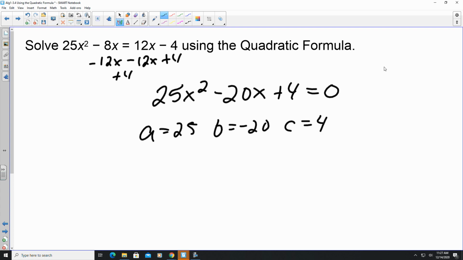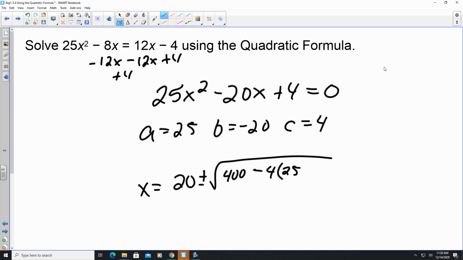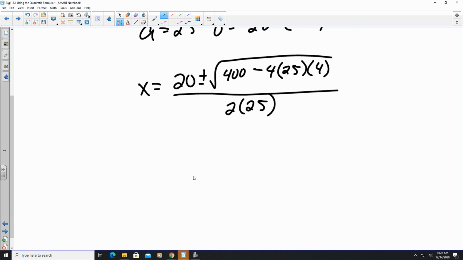Plugging it into the formula, I get x equals positive 20, because it's the opposite of b, plus or minus the square root of negative 20 squared, which would be 400, minus 4 times a, which is 25, and c, which is 4. And it's all divided by 2 times 25. You could have put that as 50, but I'll just wait. So I have 20 plus or minus the square root.